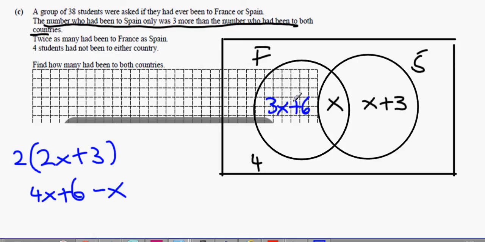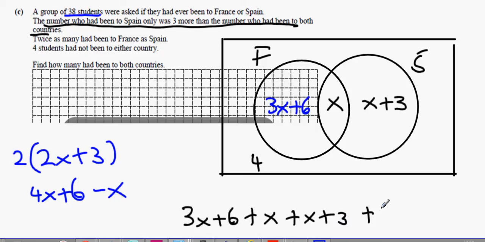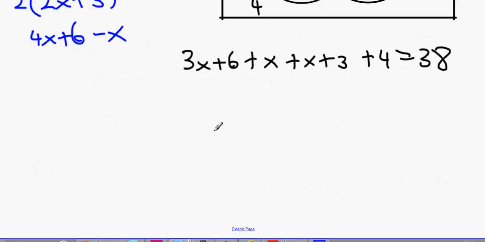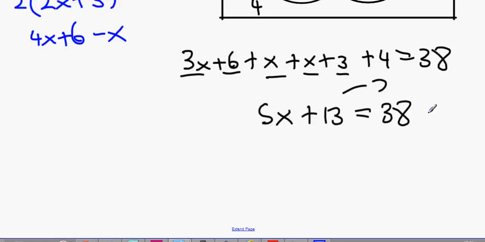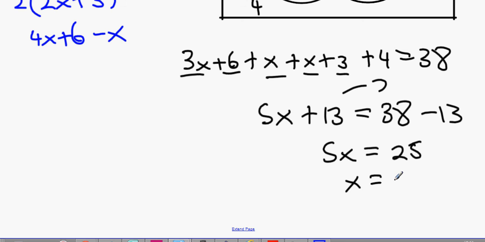Now we're going to find out what happens in total. In total, the full thing should add up to 38. So we're going to get 3x plus 6 plus x plus 3 plus 4 equals 38. Let's see what we get. 3x plus x is 5x. 6 plus 3 is 9. 9 plus 4 is 13. 5x plus 13 equals 38. And the 13 over the other side becomes minus 13. 5x equals 25. x equals 5.